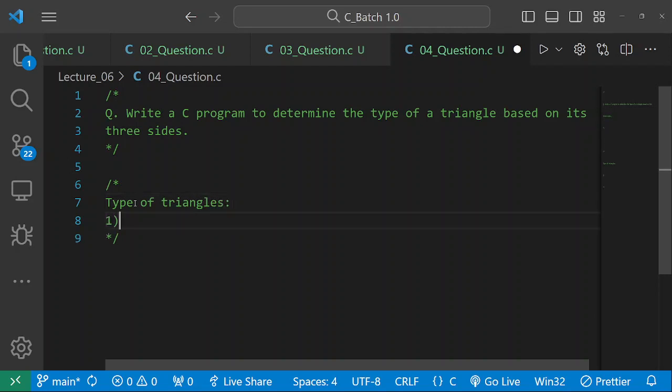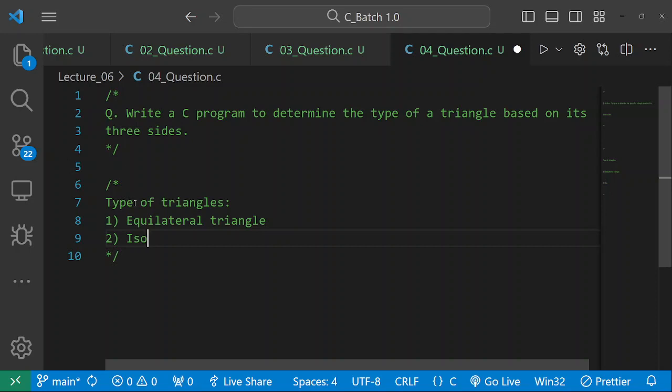So we should know what the types of triangles are. Can anyone let me know the types of triangles? Equilateral. Three types: isosceles, equilateral, and scalene. Yeah, very good. It means you are really good in mathematics. If you are good in mathematics, such questions will come easily to you.